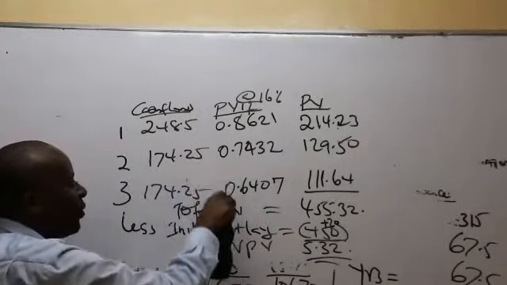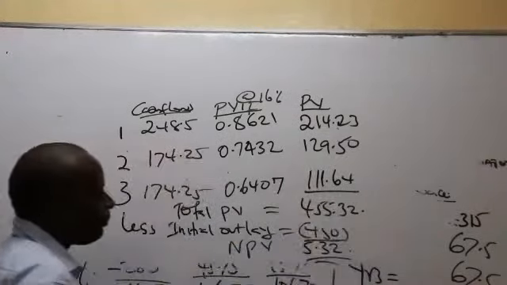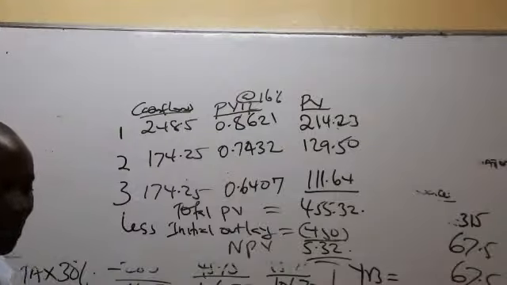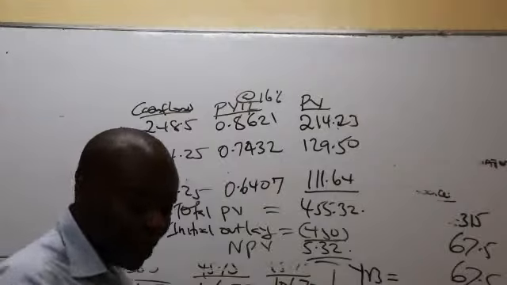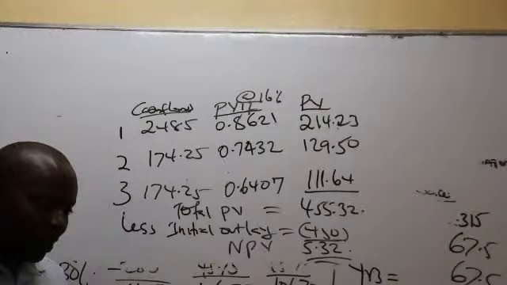So ladies and gentlemen, here we are. Come here, subtract it that way. So we are told the NPV here is 532.